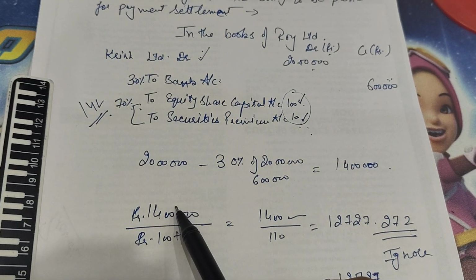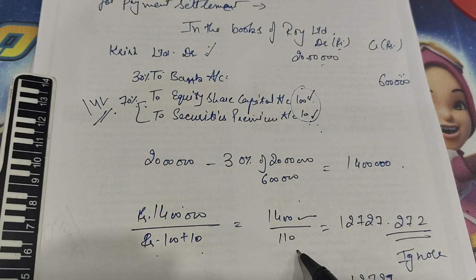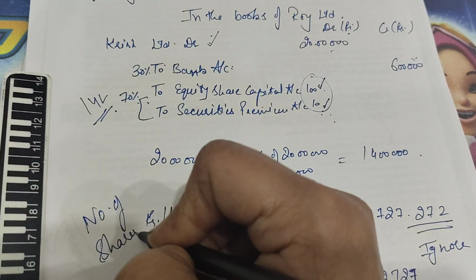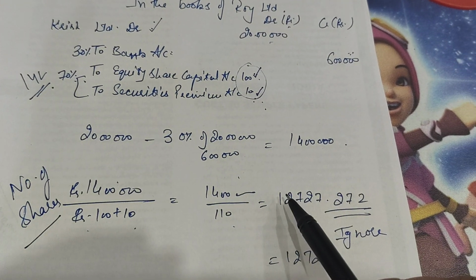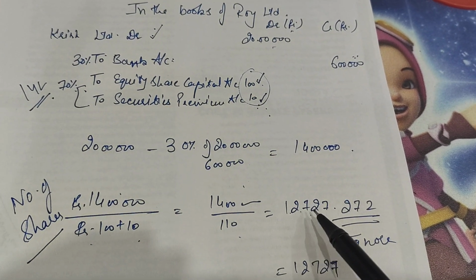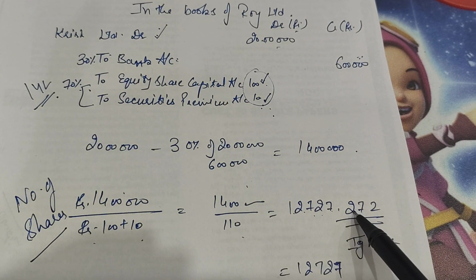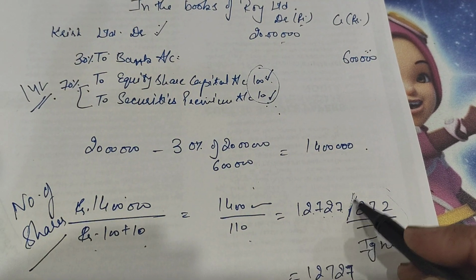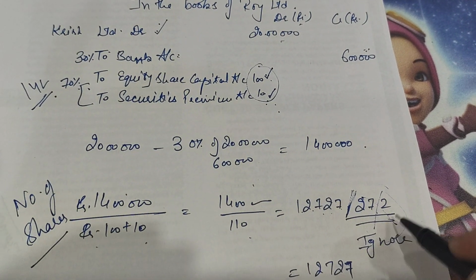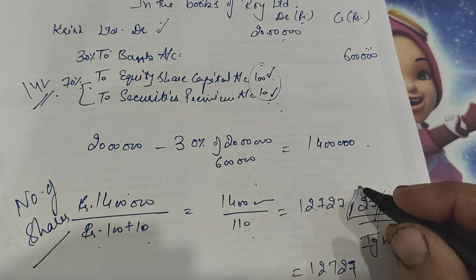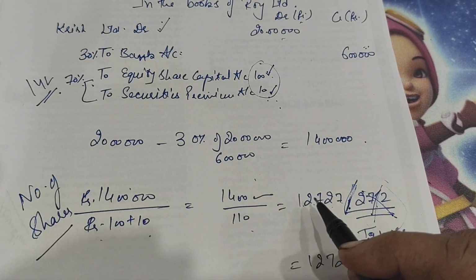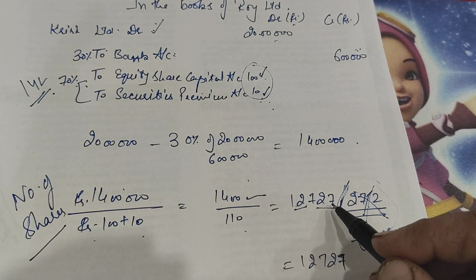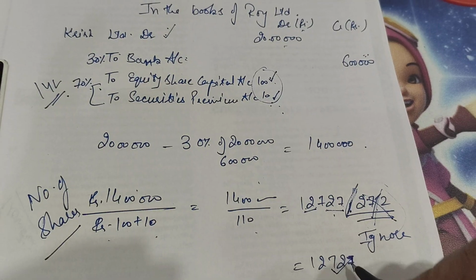So 14 lakh divided by 110, how many shares were issued to Krish Limited here is 12,727.272. This needs to be ignored. Whatever you get after the decimal point, you need to ignore it. You will not consider the value after your decimal here. So what's the value left? 12,727 shares were issued.